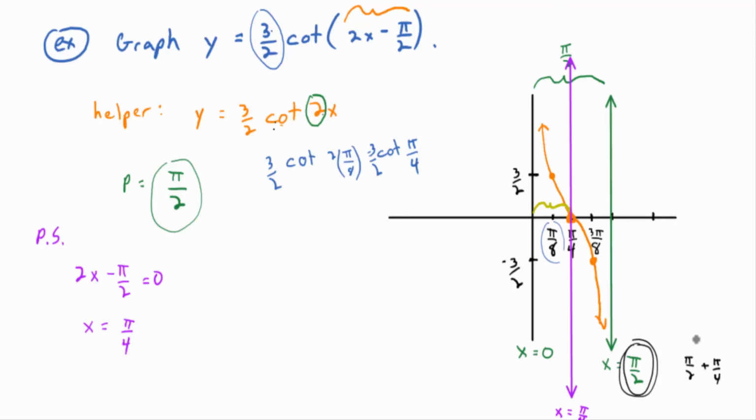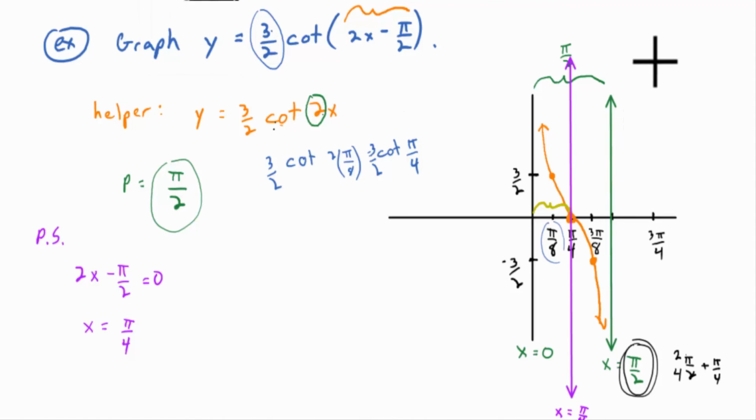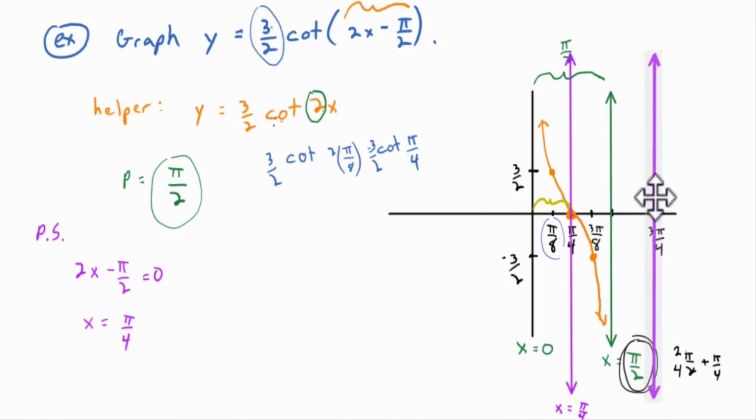So what would that be? Pi halves would be 2 pi fourths, right? If you multiply by 2 over 2. So how about 3 pi fourths? Would you buy that? Okay. So I'm going to make another purple asymptote. And the purple asymptotes are going to be all that matters for the final graph. And what would the equation of that purple asymptote be? So x equals 3 pi over 4.